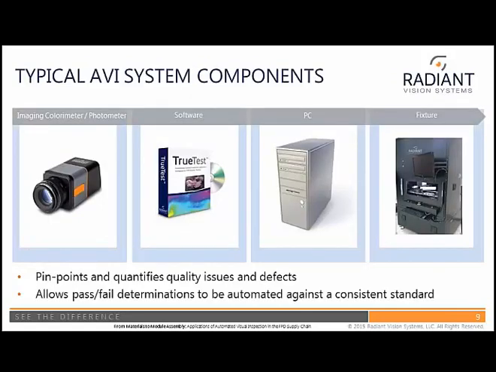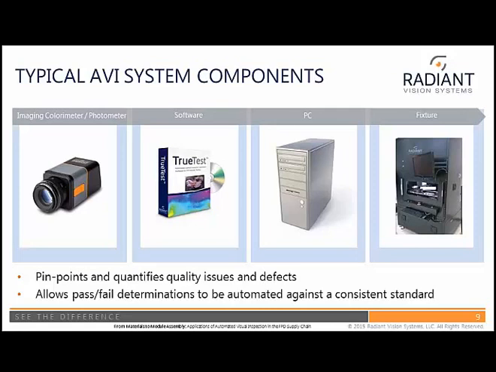So what does a typical automated visual inspection system consist of? That would consist of an imaging colorimeter, whether it be a colorimeter or a photometer is just dependent on the application. If color is not important and all we're looking at is contrast of the device that we're measuring, then a photometer would be sufficient.